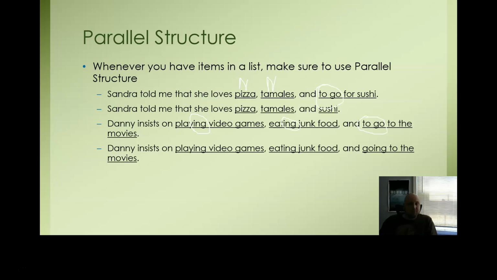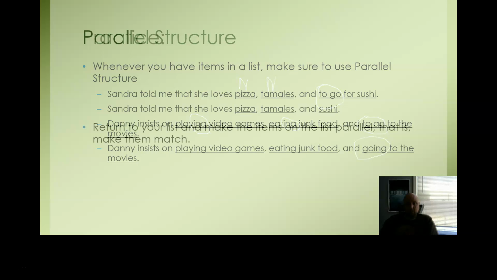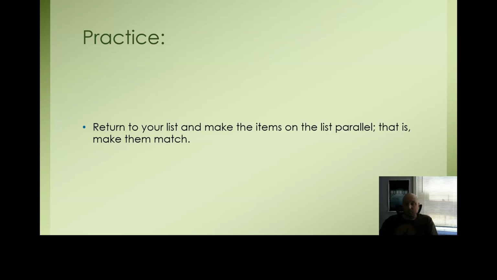Since we already have two things alike, what we want to do is revise the one that's not alike to make it an -ing verb. So we do that by writing "going." Now it's your turn. Go back to your list and make the items on that list parallel. Make them match. If you have any questions about your parallel structure, you can always come to office hours or shoot me an email, and I will help clear that up.